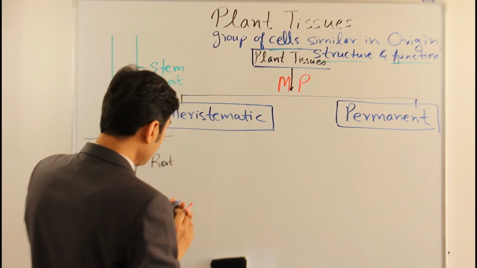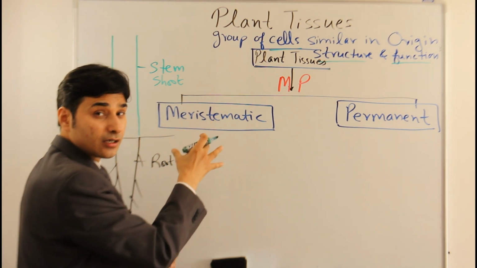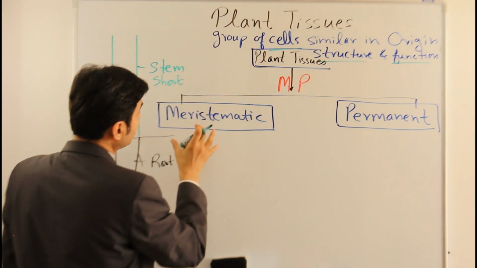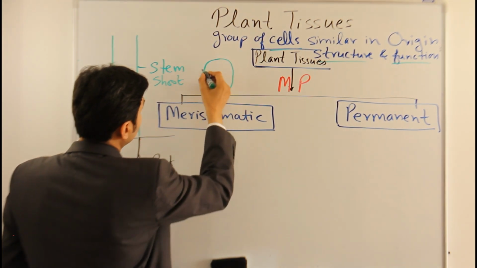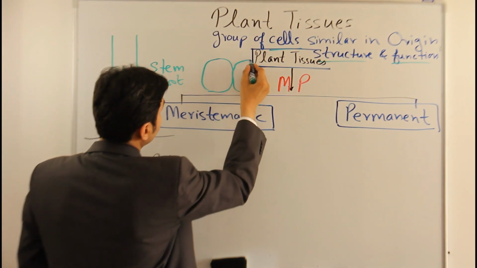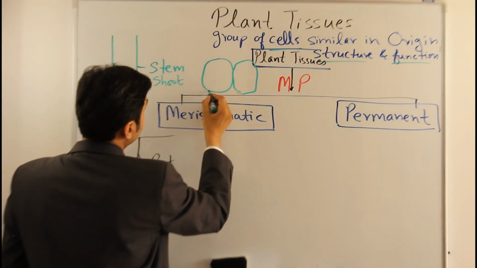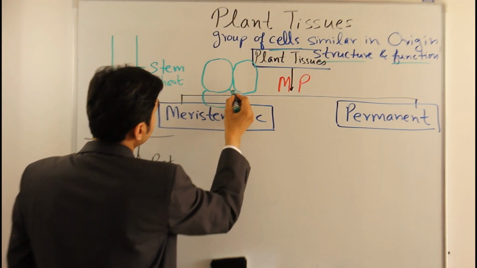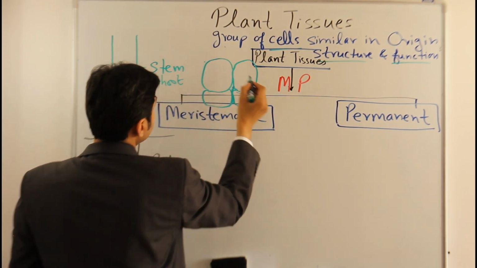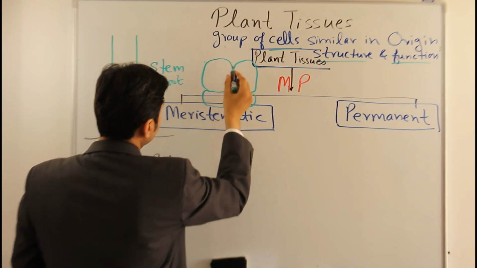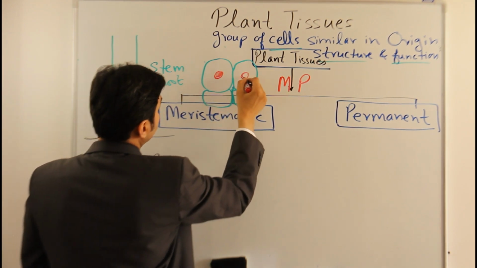Now this meristematic tissue is always dividing, as we discussed. The cells here in the plant body are basically round shaped, and because they are always dividing, they are close to each other like this. They will not have much gap in between, and in the center they will have a big nucleus because they are always dividing.